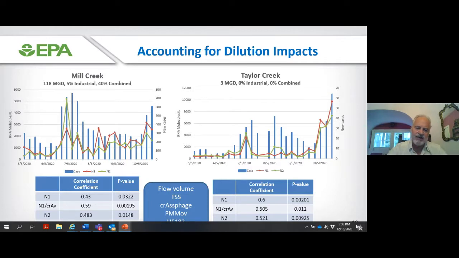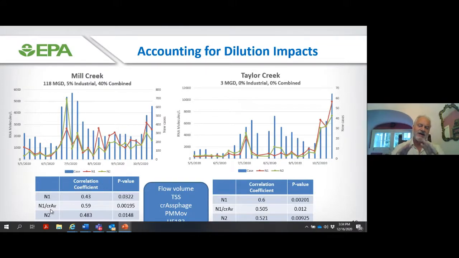So what we're doing now is looking at, if you correlate N1 to the infection rate, for Mill Creek, we get about a 0.43 correlation. It's significant, but you notice within Taylor Creek, it's a higher correlation because, again, going back to the previous slide, Taylor Creek is a system that has no combined flow, no industrial flow, so it should show a clearer relationship without any normalization for flow. When you do normalize for flow, for Taylor Creek, it really doesn't improve the relationship, but on the other hand, it does improve the relationship to a certain extent by normalizing that N1 to, say, crass phage, which is, again, that fecal strength.